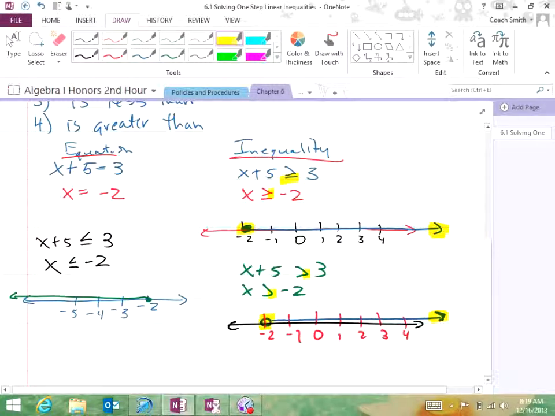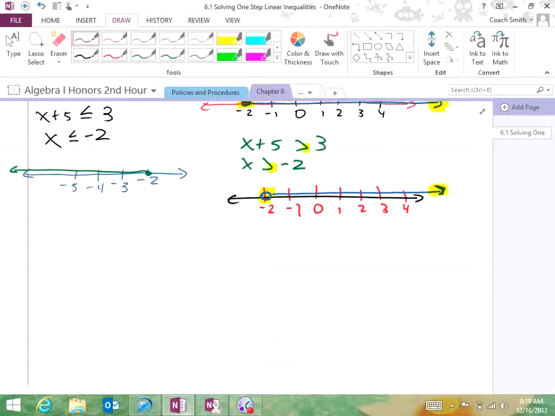Now, how would I graph x greater than negative 2?